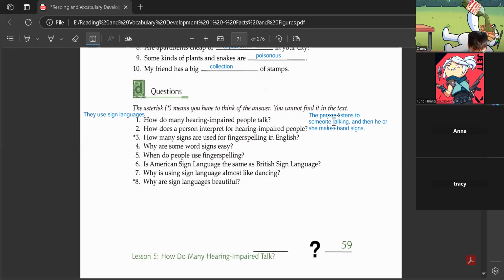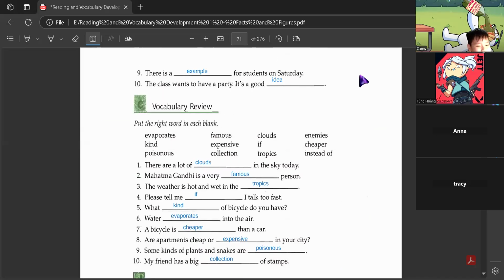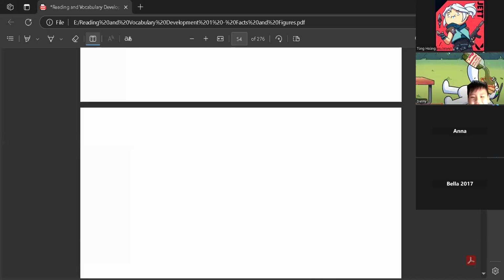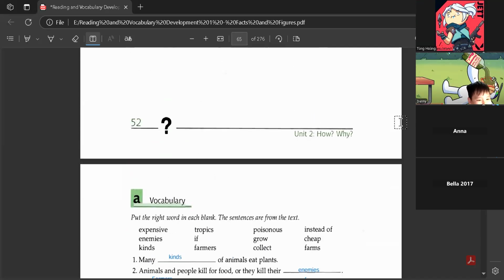Third one. Danny, how many signs are used for finger spelling in English? I think it's 26. You searched it on the internet, right? No, I looked at the first page. The alphabet: A, B, C, D, E, F.